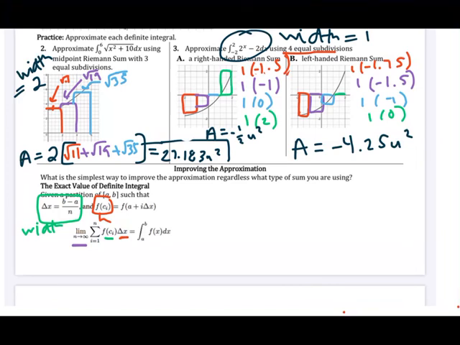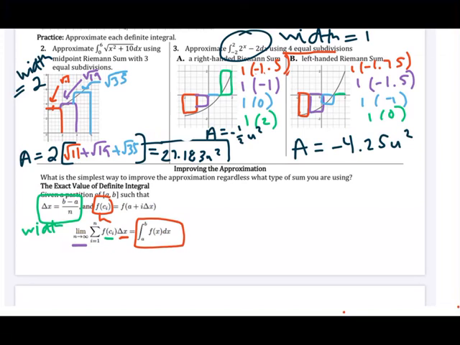And that's where this idea came from for the definite integral. So the integral from a to b of f of x dx. And what that means is the area under the curve starting at a and ending at b of that function while we're having those rectangles get infinitely smaller and smaller and smaller. That's where this integral came from.